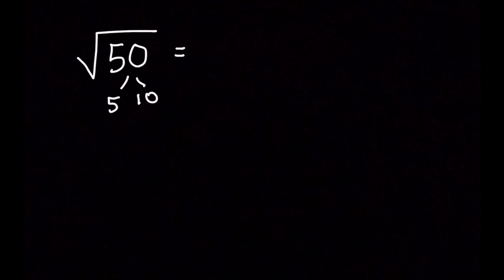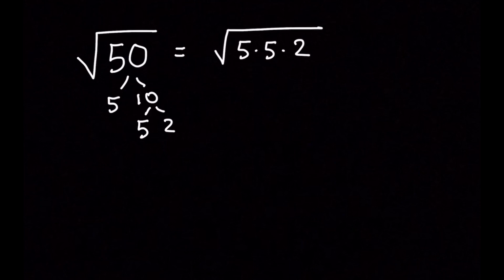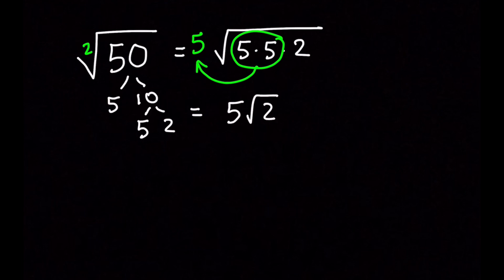Okay, let's practice with some other numbers. If I were to take a number like 50, square root of 50, that's 5 times 10. 5 is a prime number, so that could be left alone. 10 is not, so I'll keep going. So I'm left with 5 times 5 times 2 as my factors of 50. Again, unwritten, but my index is 2, so for every set of 2, 1 will come out, meaning my answer will be 5 square root of 2 as my final answer.